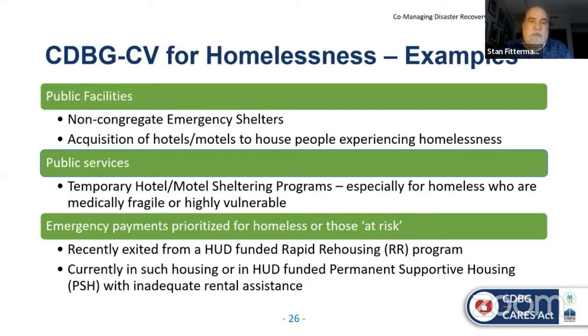So someone recently exited from HUD-funded rapid rehousing, or currently in permanent supportive housing with inadequate rental assistance. So they're in a place where they could normally afford it, but the pandemic may have resulted in them losing income. As a result, they're at risk of losing the permanent supportive housing they need. So prioritizing those types of things is something that some communities have done.